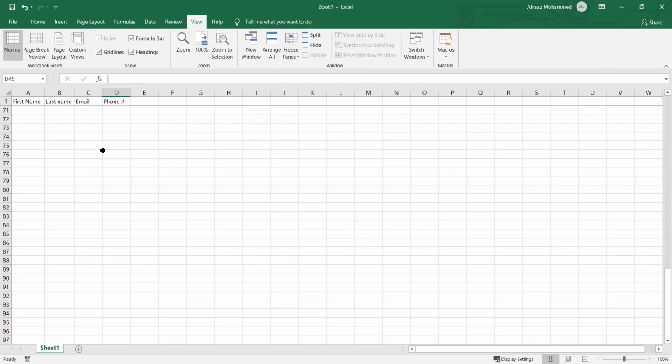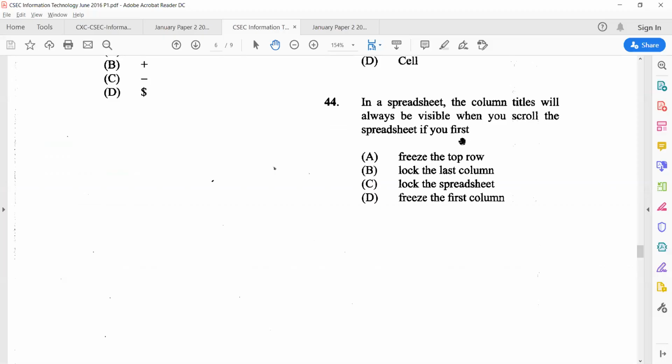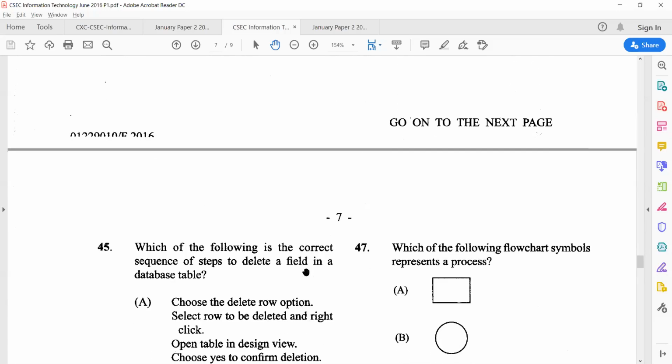Yes? No? Yes, sir. Yeah, clear? Okay, good. So that is what the question is asking. They want to know what you have to do to keep the column titles or the first row visible when scrolling the sheet. So the answer is A, freeze the top row.